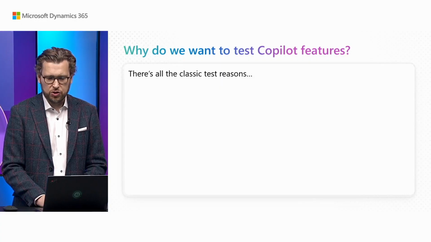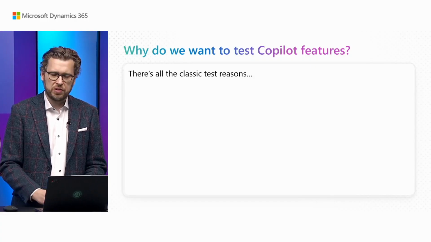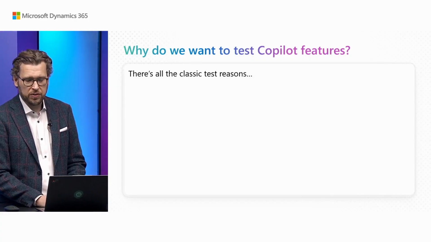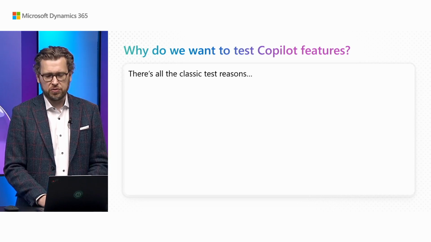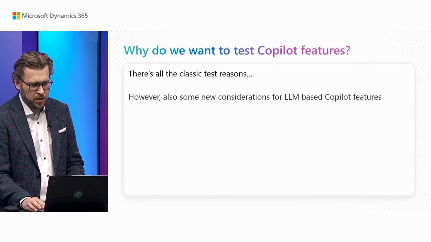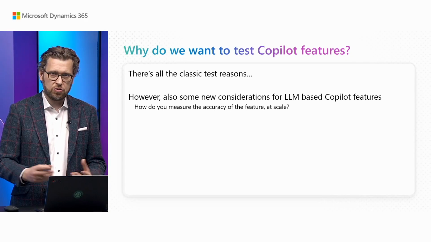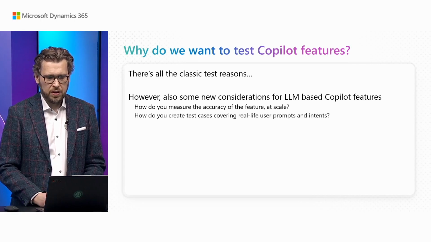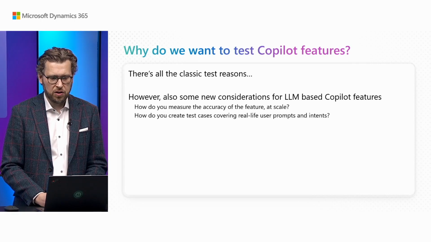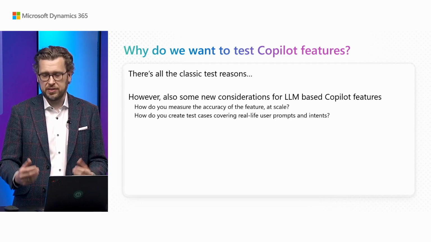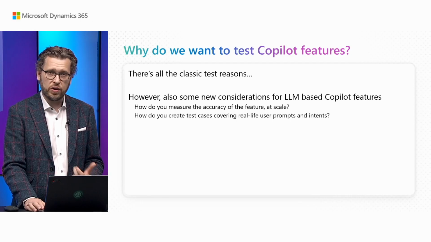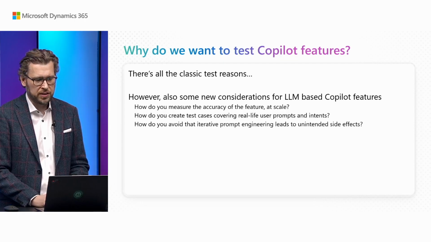Now, in general, you should of course always perform testing. I hope you do that. And there's all the classic reasons for doing so. But there are some new considerations in the world of large language models and Copilot features that require attention due to the high degree of variability involved. So, how do you, for example, measure accuracy of the feature at scale across many different user prompts? How do you create test cases covering real-life user prompts and their intents and ensure that you react correctly to those or following the user's intent?